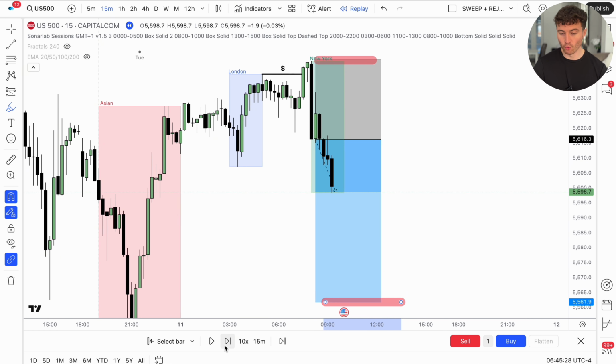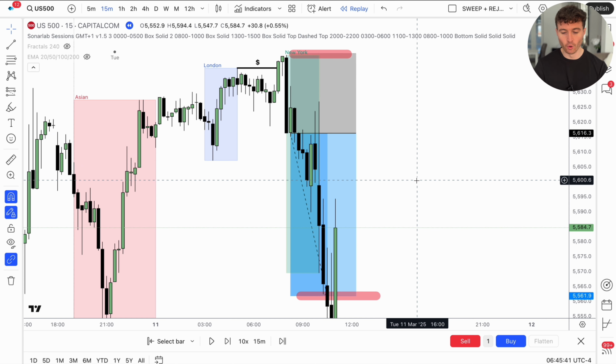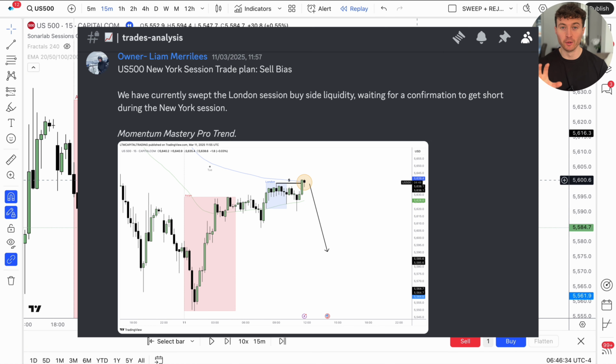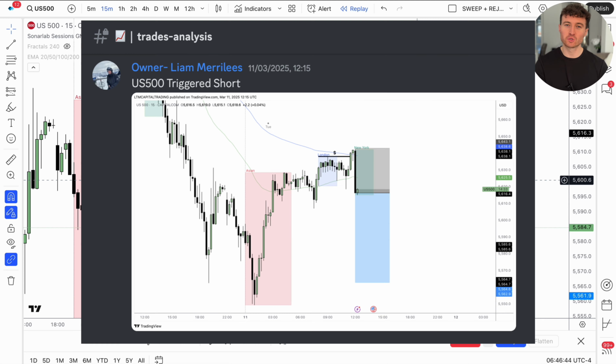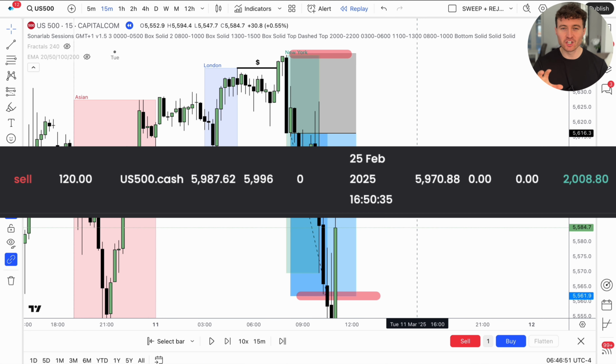So we're triggered short right here, and you can see during the New York session, this trade hit take profit in literally less than 60 minutes. And just in case anybody's thinking that I'm cherry picking this trade, let me show you the analysis that was sent to the exclusive community ahead of time. Let me show you the exact entry that was also sent to my exclusive members. And also let me show you execution proof of this trade right here.